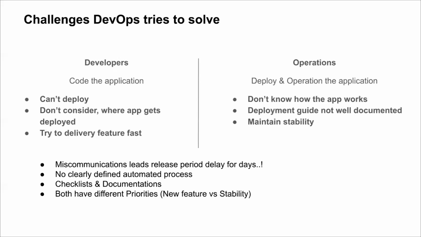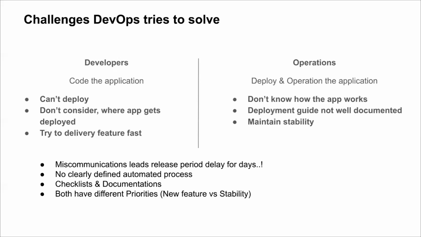What they care about is what application is currently running, that it is stable, and they just care about releasing the version with as much stability as possible. While on the other side, developers do not consider where their application is going to be deployed. They just write the code, and they don't worry much about the server size and all those things. They just care about writing the feature.